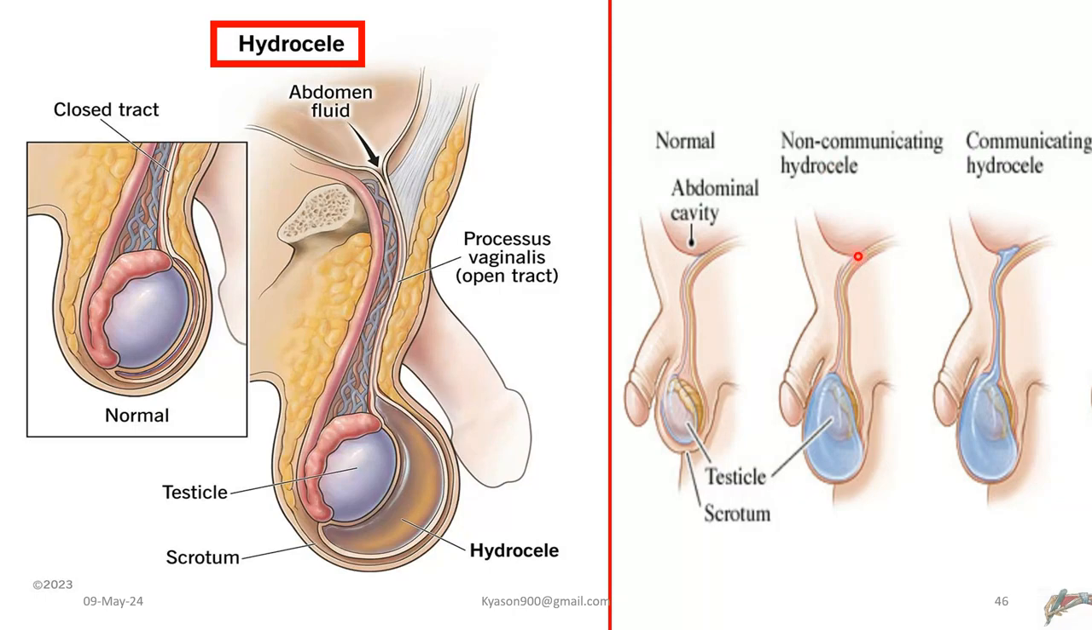The processus vaginalis is not patent. It is fully obliterated proximally, and this fluid is not coming from the abdomen, but it's accumulating because of the trauma to the scrotum or to the testicle. So that is hydrocele.